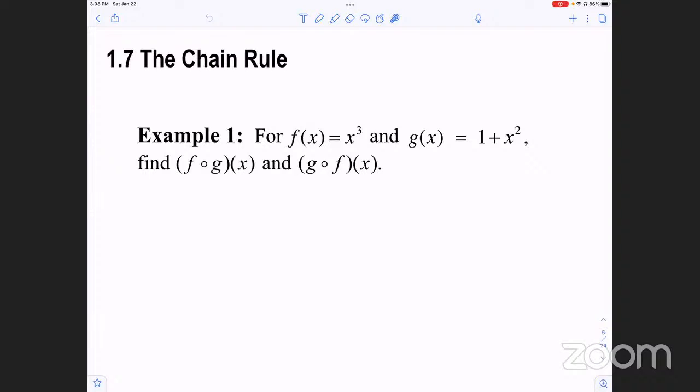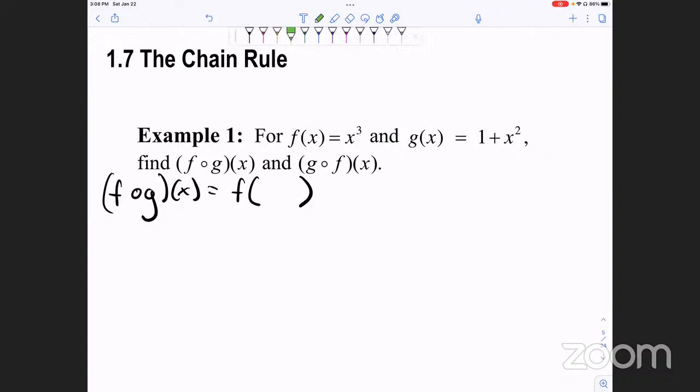So for this example, for f of x equal to x cubed and g of x equals 1 plus x squared, find f compose g and g compose f. With f compose g of x, this means the second function inside the first function. So f of g of x, and g of x is 1 plus x squared.